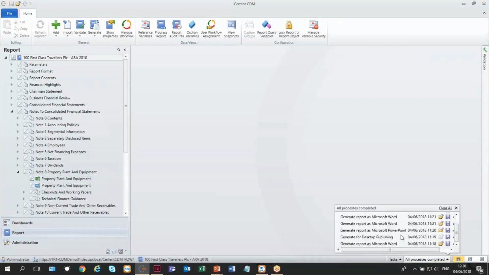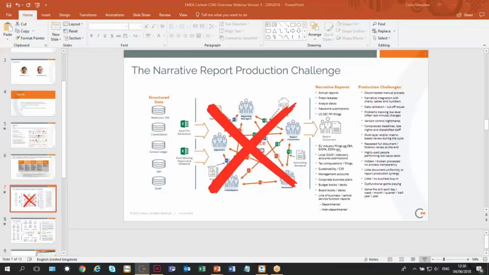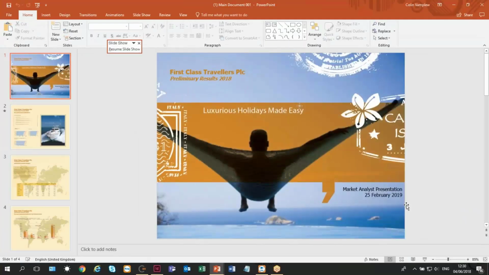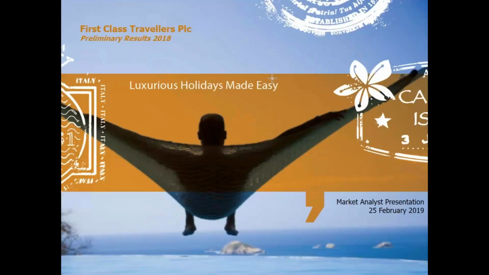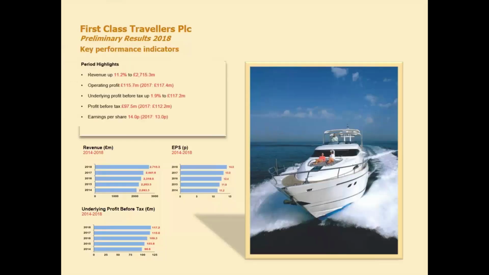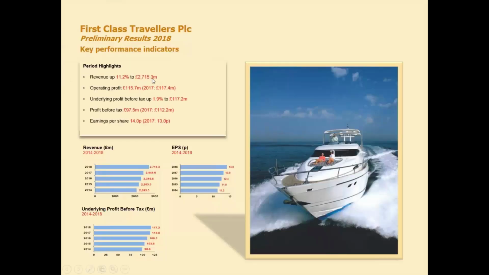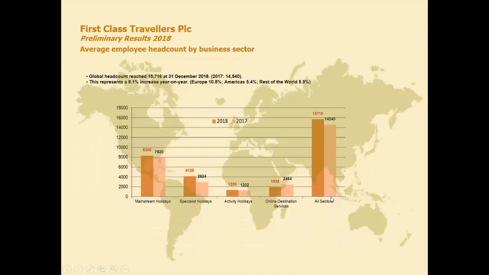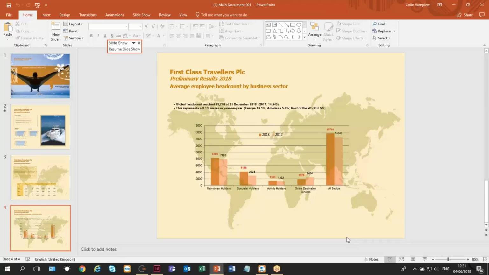And last but not least, when it comes to output formats here, in terms of Microsoft formats anyway, you can see that we can generate a preliminary press statement as we've just done, but also a market analyst presentation. So this, again, is using exactly the same data source. There's our number coming through as we did for the other output formats.